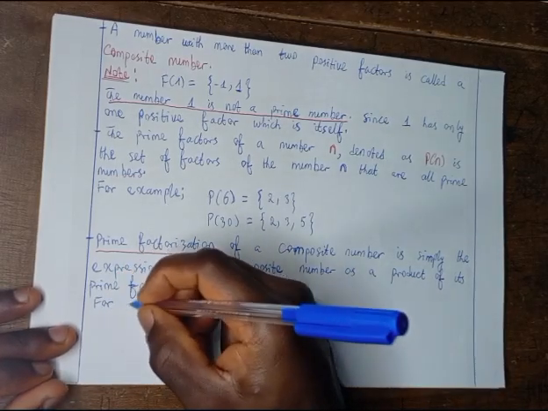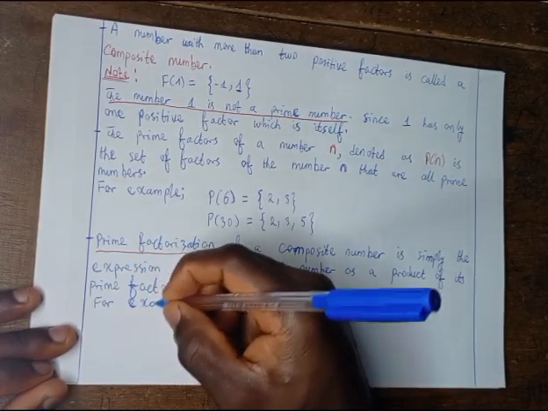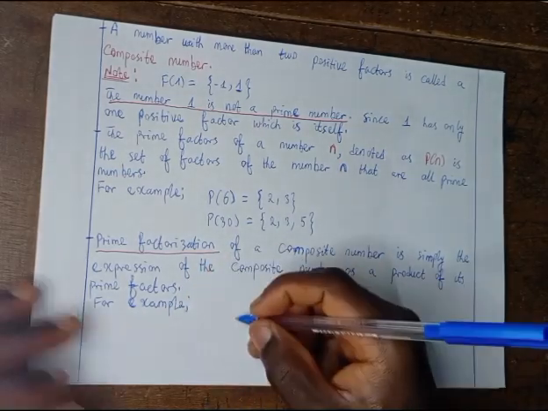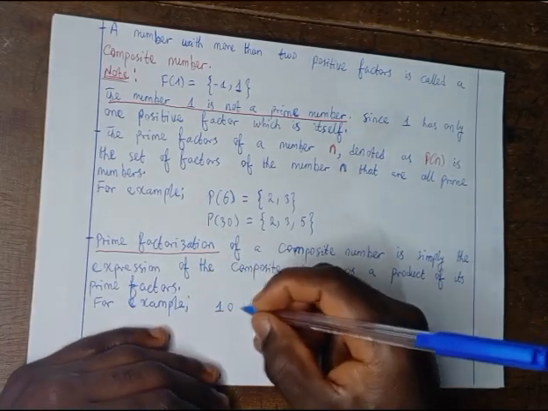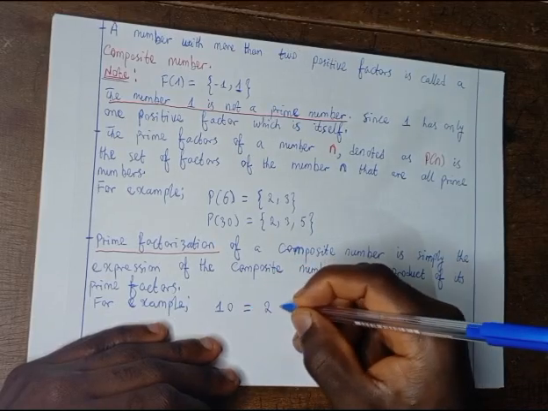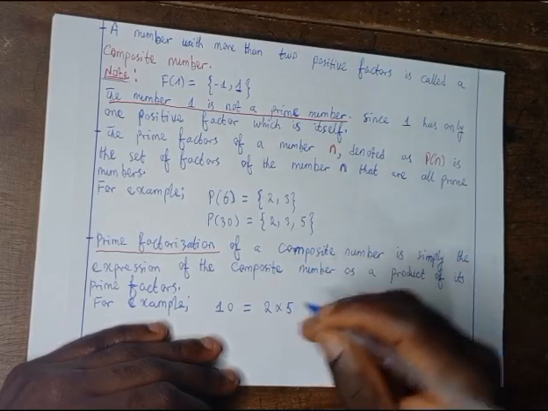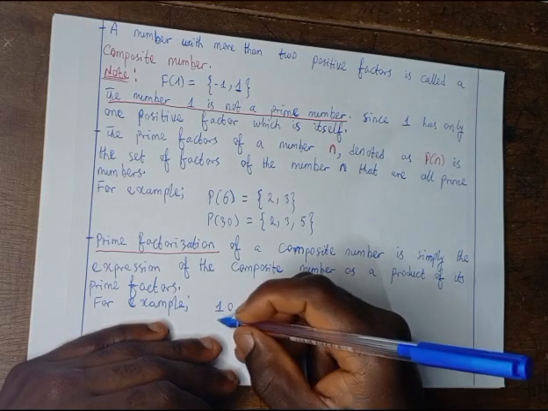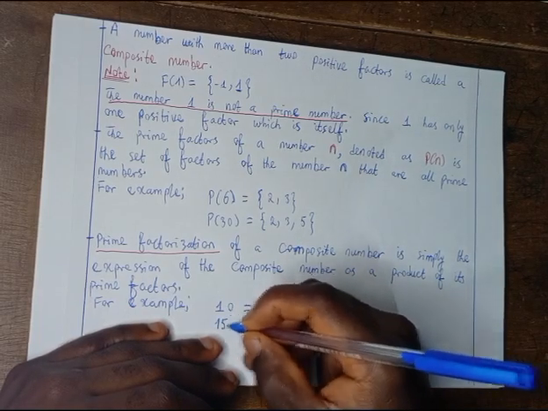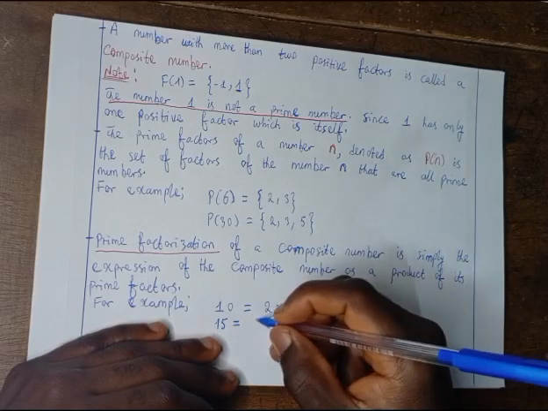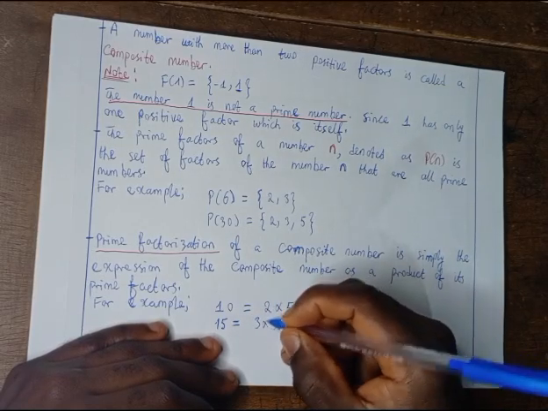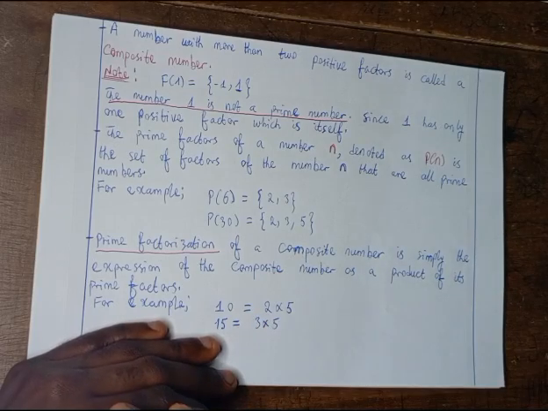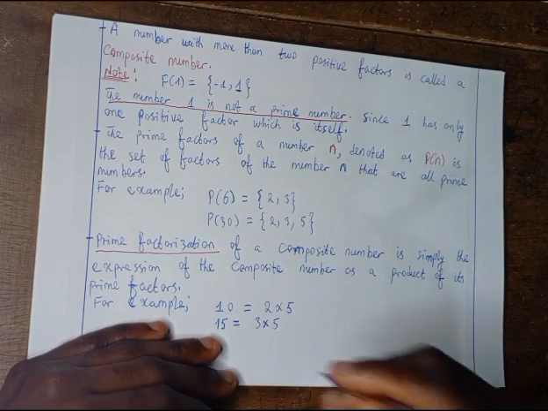For example, if we take the number 10, we can write 10 as 2 times 5. 2 and 5, they are prime numbers. The number 15, we can express 15 as 3 times 5. 3 and 5, they are prime numbers. 3 times 5 is the prime factorization of the number 15.